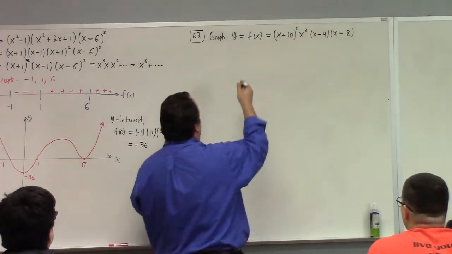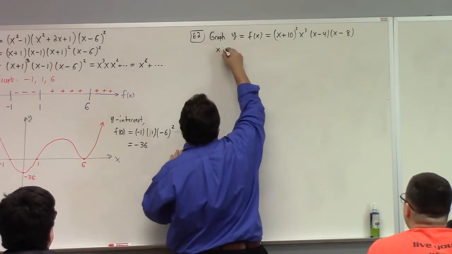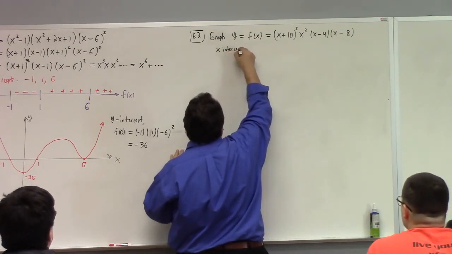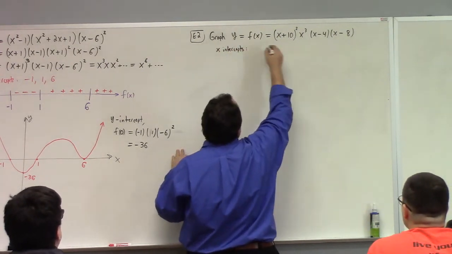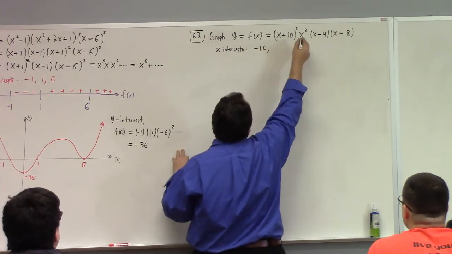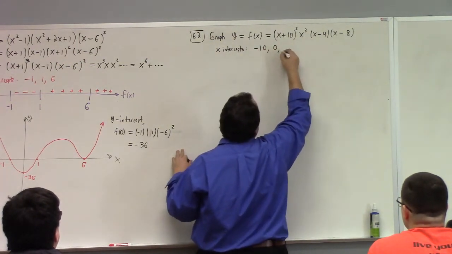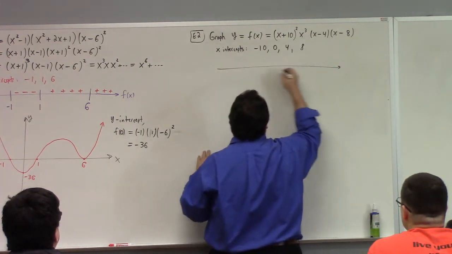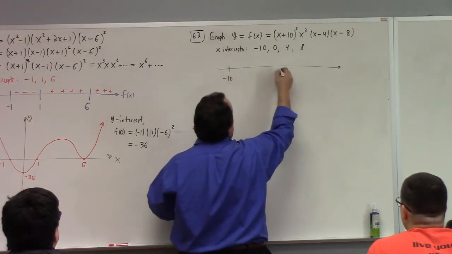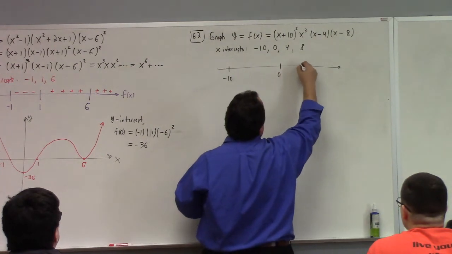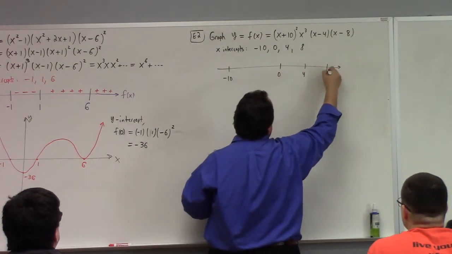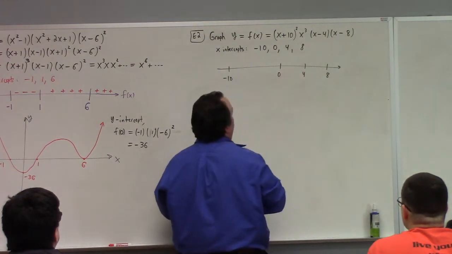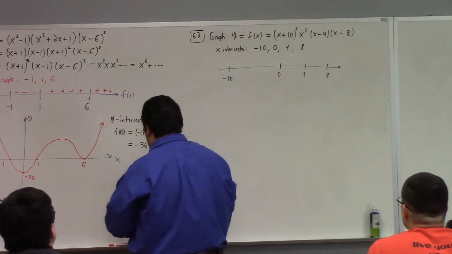So we just need to make our number line. We have x-intercepts where? Minus 10, 0, positive 4, positive 8. Make your number line: minus 10, 0, 4, 8.